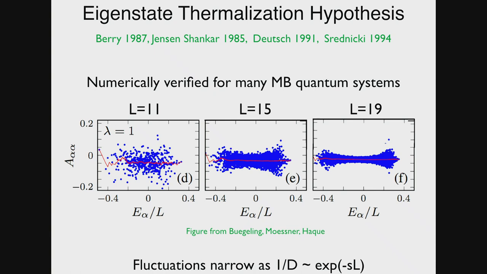And it's being plotted against the energy of that eigenstate. The red line is what you would expect from an equilibrium distribution at a temperature corresponding to this eigenstate energy. And what you find is that as your system size increases, every single one of these dots is very well converged about this equilibrium ensemble. So at the level of individual eigenstates, they agree with what you would expect from this equilibrium ensemble. And how wide this distribution is about the equilibrium value narrows exponentially with system size.